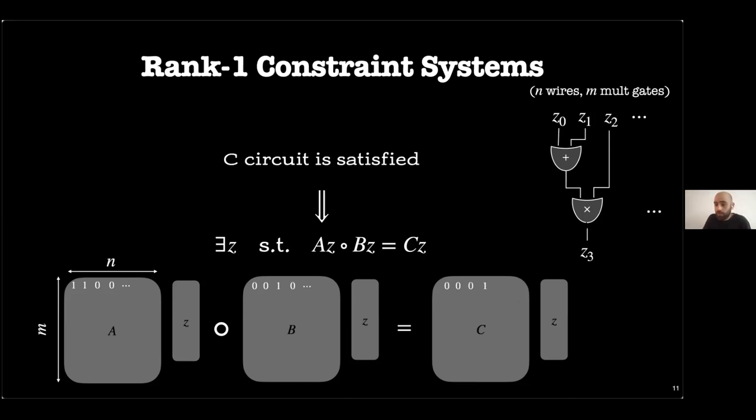And in C, in fact, I will put the output gate. And I will do so for every multiplication gate. And there you go. If I have a circuit that is satisfied, then I will be able to construct this Z such that this relation is satisfied.